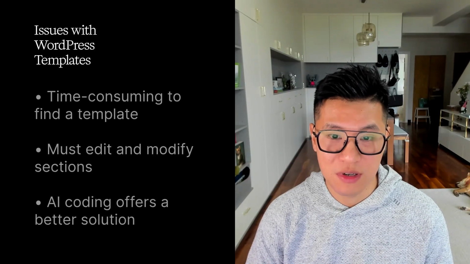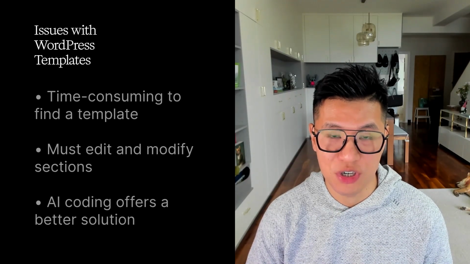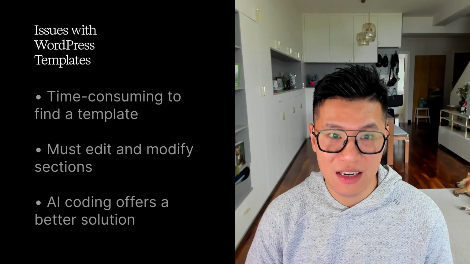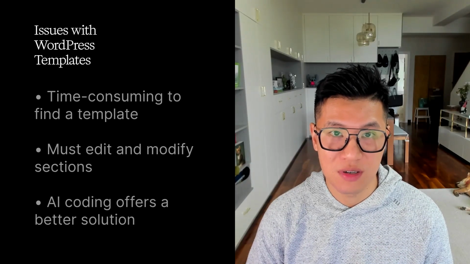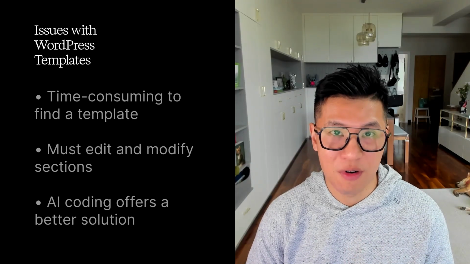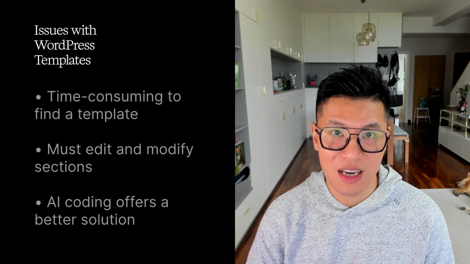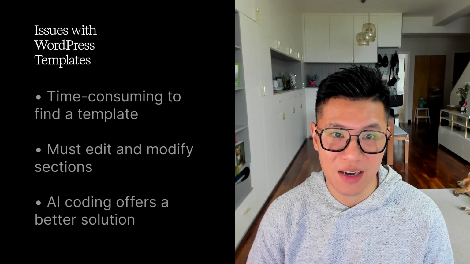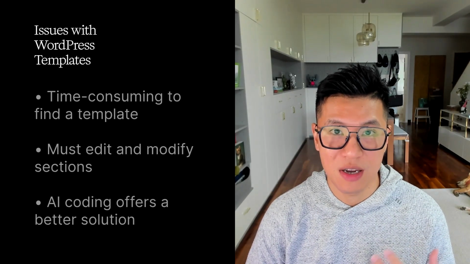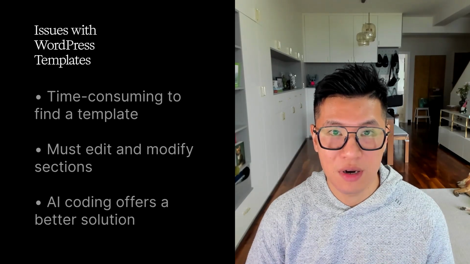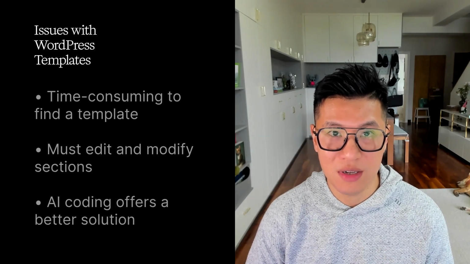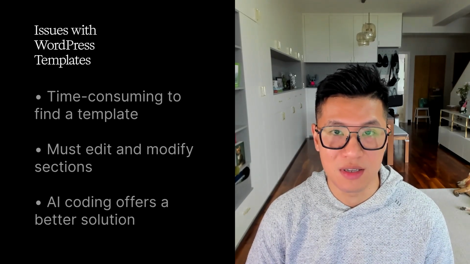So after downloading the template, you must have attempted the same thing, which is you have to go in and you have to edit each section, remove sections, add sections. It'll take forever just to click around to modify your template. I just don't want to spend all that time looking for a template and then modifying an existing template, especially when I know how to do AI coding. AI coding allows me to just say what I want, and it will do exactly what I want.